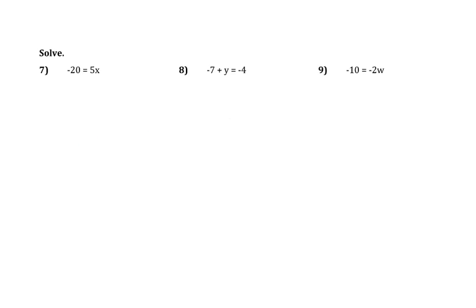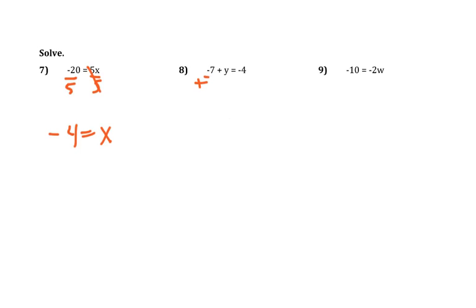So you've learned before that if you do the opposite, you can solve equations. So if I say 5 times x, if I divide by 5, do the opposite. So this gives me x, and -20 divided by +5 is -4, and that's my answer. Number 8, I'm trying to solve for y. So it says -7 plus y equals -4.